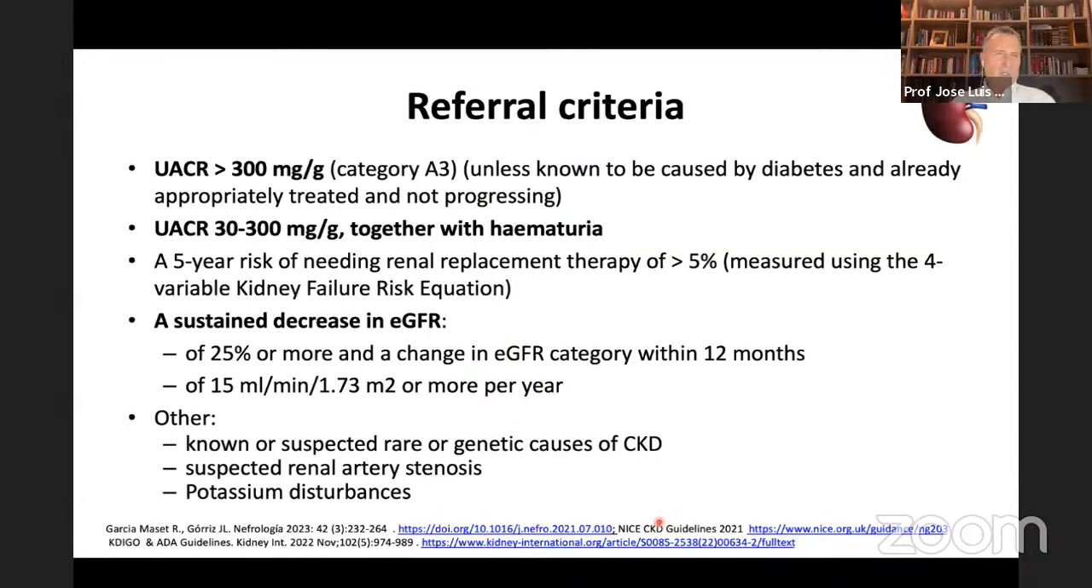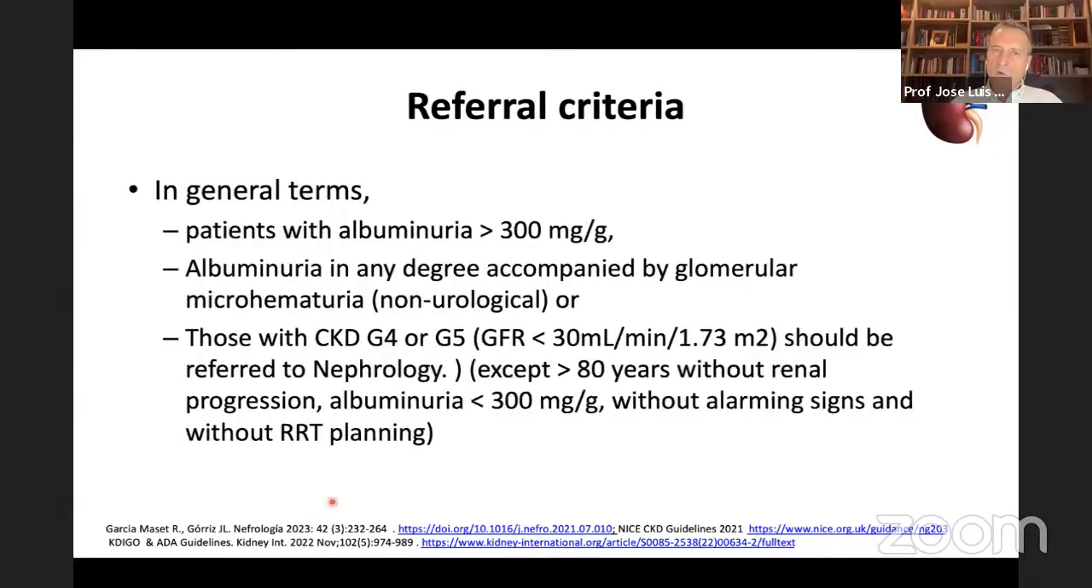But in general, you should refer albuminuria greater than 300 unless you know the albuminuria to be caused by diabetes and is appropriately treated and non-progressive. Also refer for a 5-year risk of needing renal replacement therapy using the kidney failure risk equation, a sustained decrease in GFR of more than 25% per year, or 15 milliliters per minute in more than 1 year, and when other causes are suspected, such as genetic causes of kidney disease, renal stenosis, or potassium disturbances.